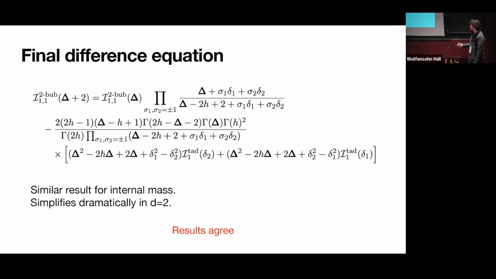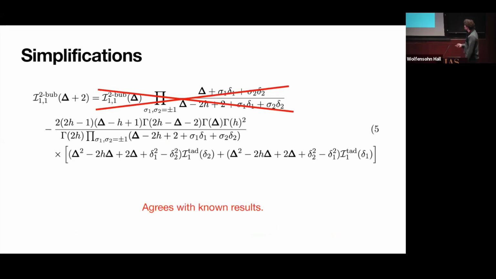You get similar results when you do this difference equation for delta 1 and delta 2, and the result simplifies dramatically in d equals 2 to what I gave at the beginning of the talk. The results agree. There are further simplifications that are somewhat unique to AdS that I can choose.